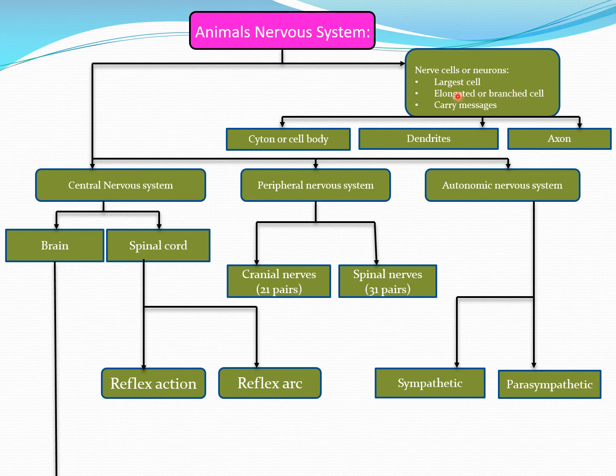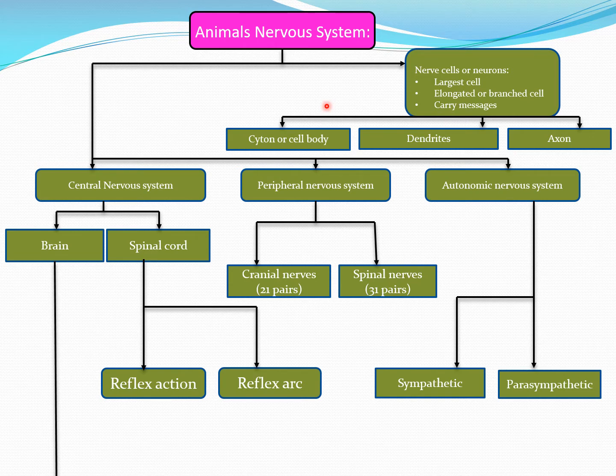Then it carries messages. Okay, this nerve cell or neuron has three parts, that is cyton or cell body, dendrites, it is a branched structure, then axon is a long unbranched structure. Already you studied about this neuron in lower class also. This is very important for the nervous system.